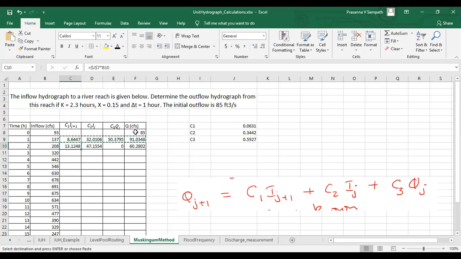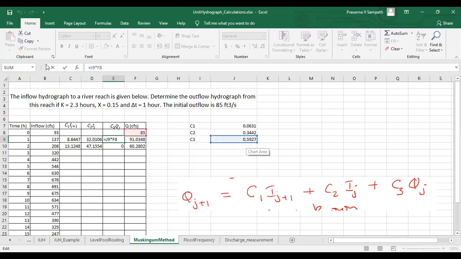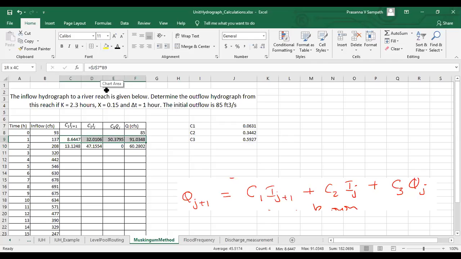Oh, wait, did I make a mistake? There you go, I did make a mistake. So you see what happened here. I forgot to put the $J$9. So when I copied it to the next row, it made it J10, and J10 is empty. Yeah, so this is the kind of mistake you should not make. So it's $J$9. Now if I copy it, it'll be fine. All right, so then I can just copy it all the way down.